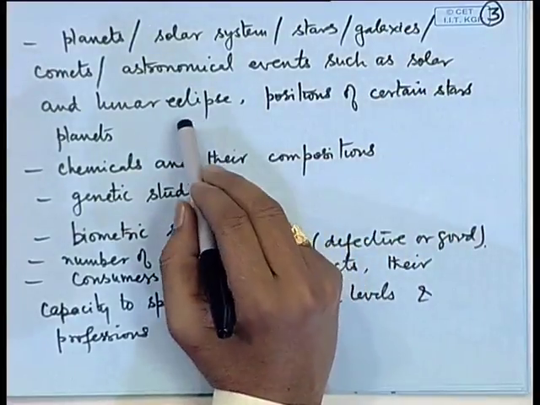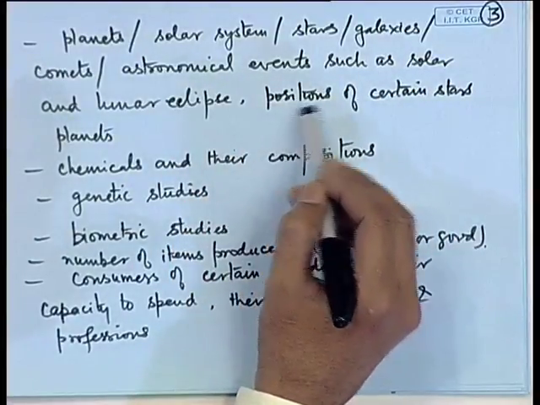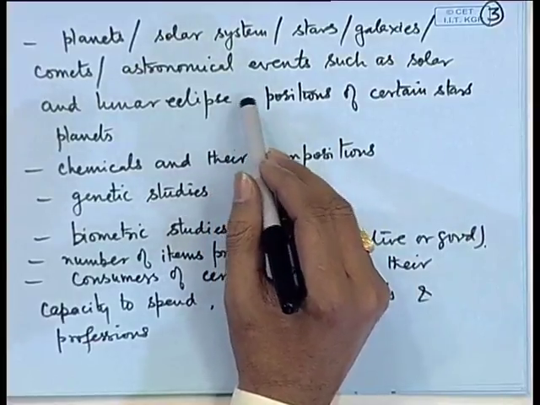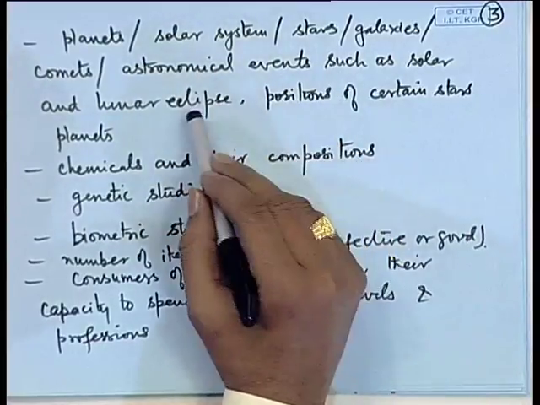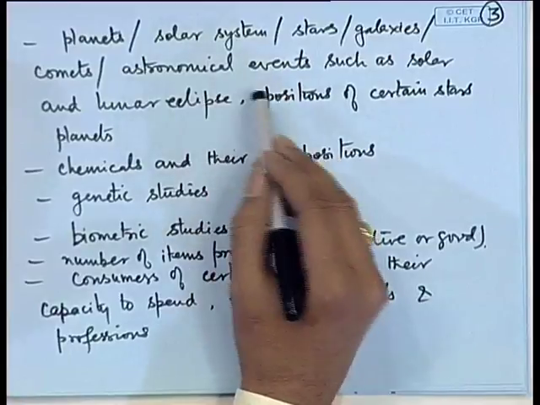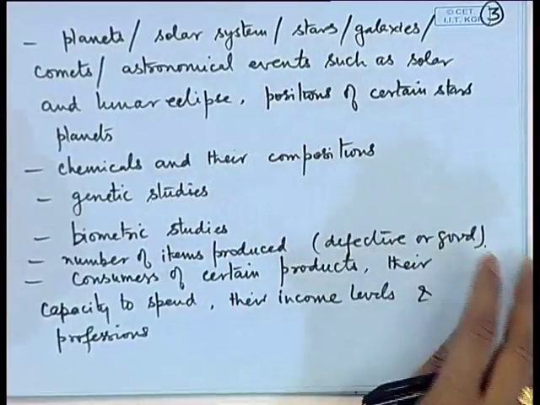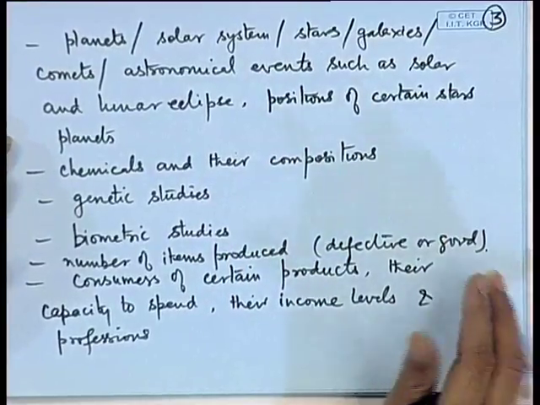Events such as solar or lunar eclipses, the position of certain stars and planets, etc. The data on all these things are extremely useful to the cosmologists. Physicists also use the data in other disciplines, such as the number of electrons, neutrons or protons, and also in various metallurgical studies of composition.